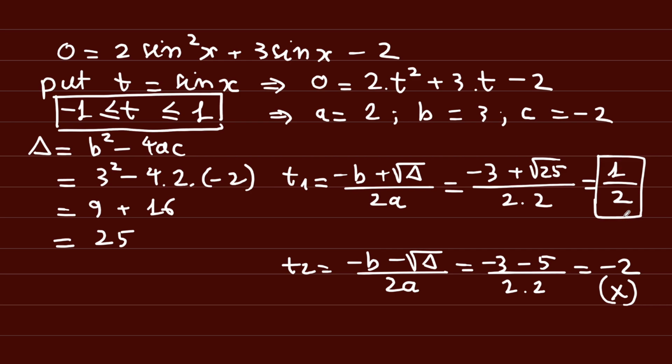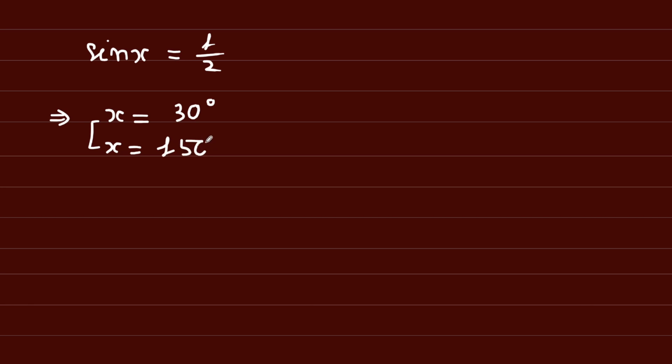This means you got only one value for sine x. About sine x here equal to 1 over 2, we did this equation a lot of times. The first will be 30 and the second one is 150 degrees, and the second part of the general solution will be 360 degrees multiplied by n. Okay, 2 general solutions for this question.